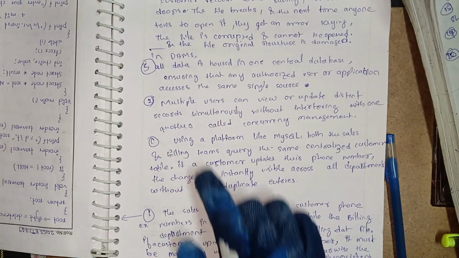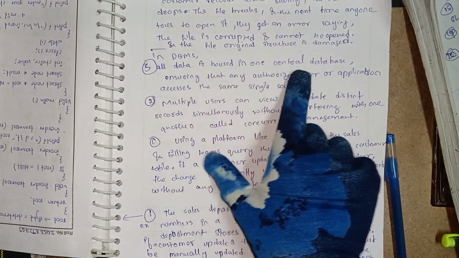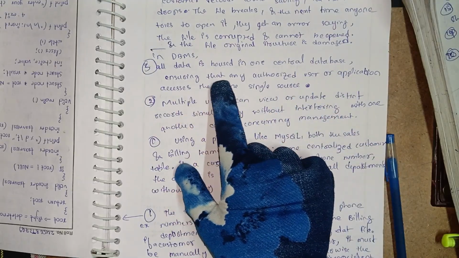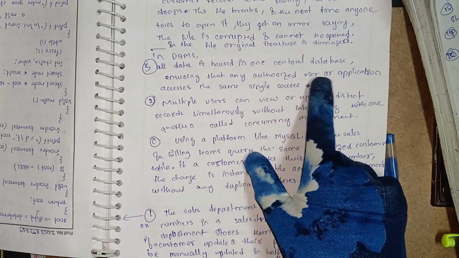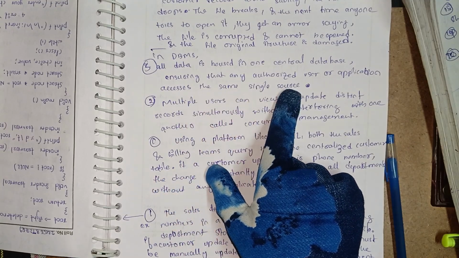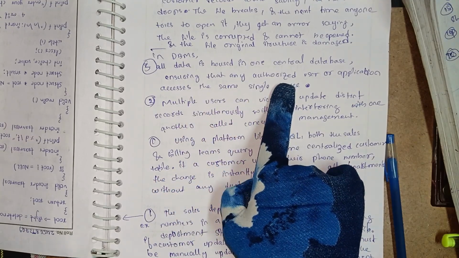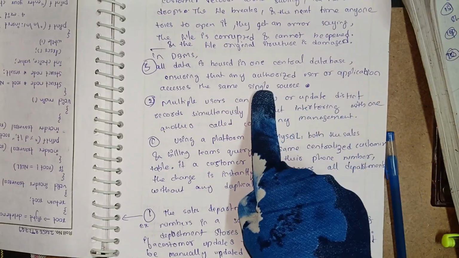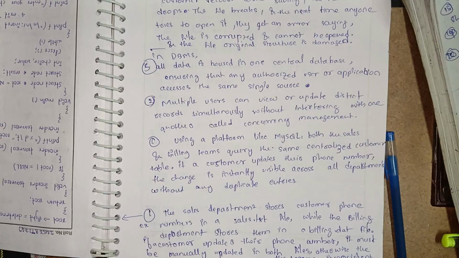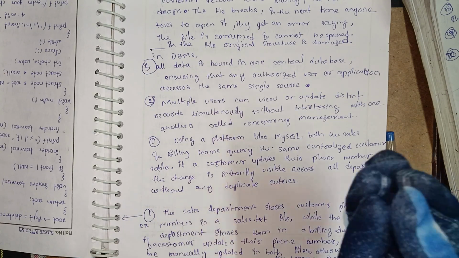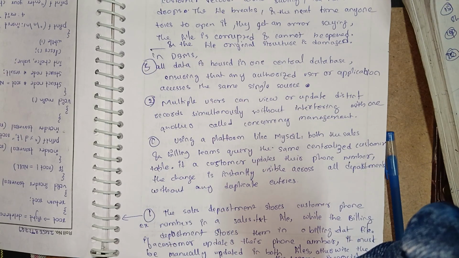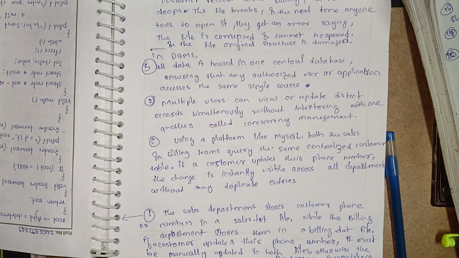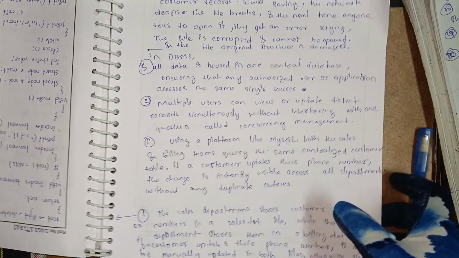And then the third is, all data is housed in one central database, ensuring that any authorized user or application accesses the same single source. Here multiple users are using the same single source. And in the file system, multiple users are using the same system, but there is no concurrent control in the file system.